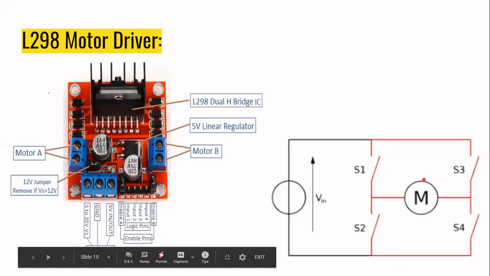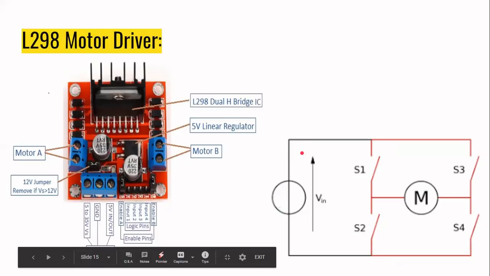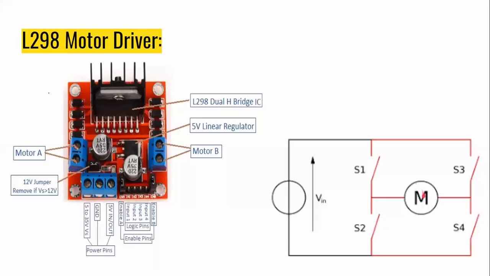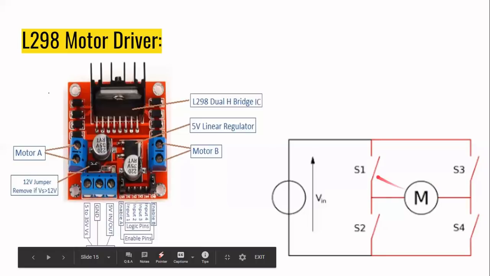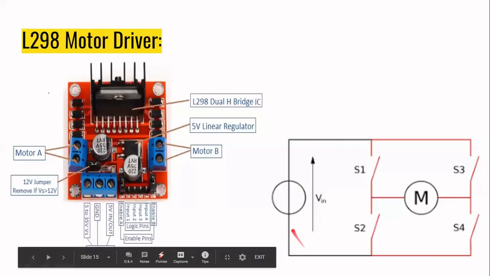Okay, so suppose this is our battery. Okay, and this is our motor. When we want to turn this motor in clockwise direction, we will make S1 and S4 on. So the current will flow from left to right through this motor. Okay, so this will make the rotation in clockwise direction.